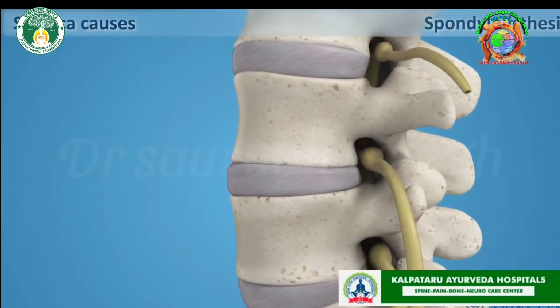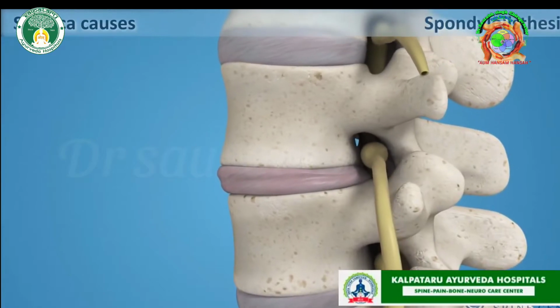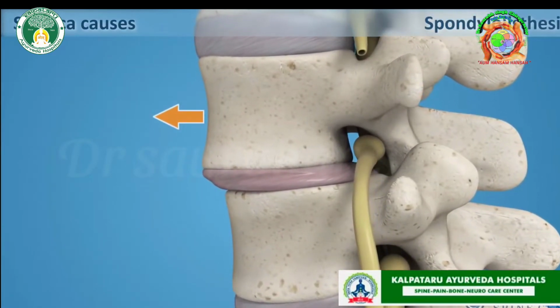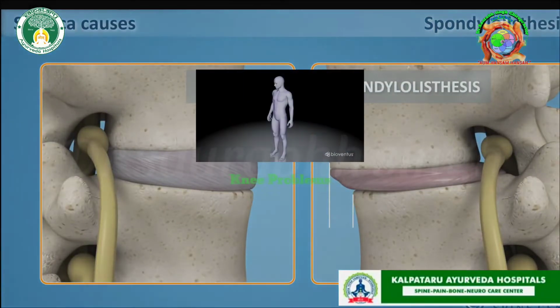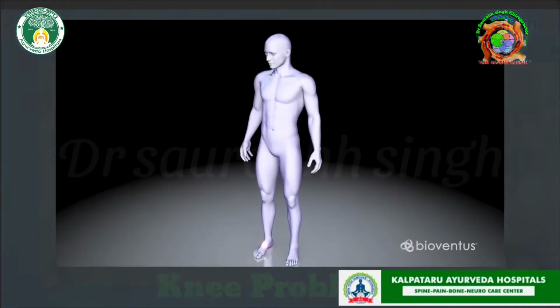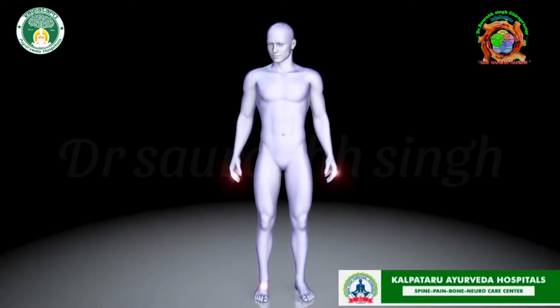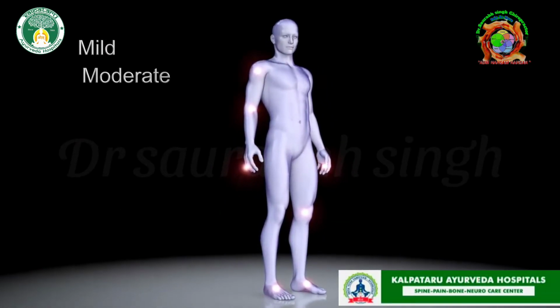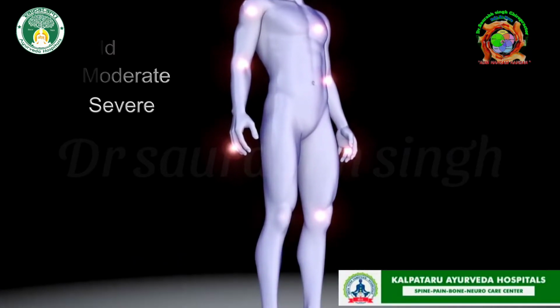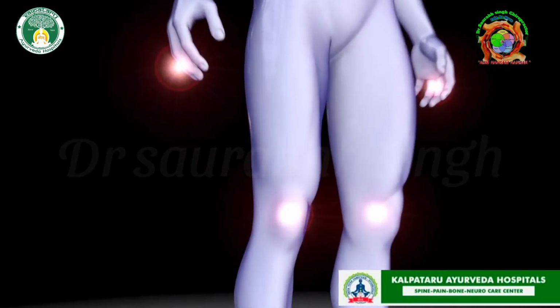Spondylolisthesis is a common lumbar spine problem when the disc is unstable and allows the upper vertebral body to slide forward. Osteoarthritis is the most common form of arthritis and affects millions of individuals. It is classified as mild, moderate to severe. It affects many parts of the body, including the knee.